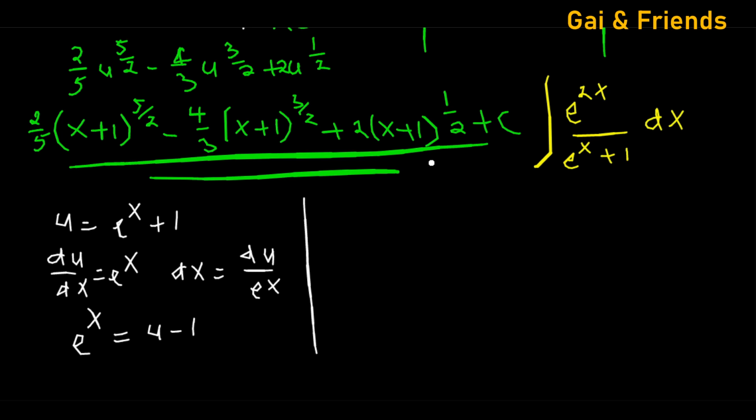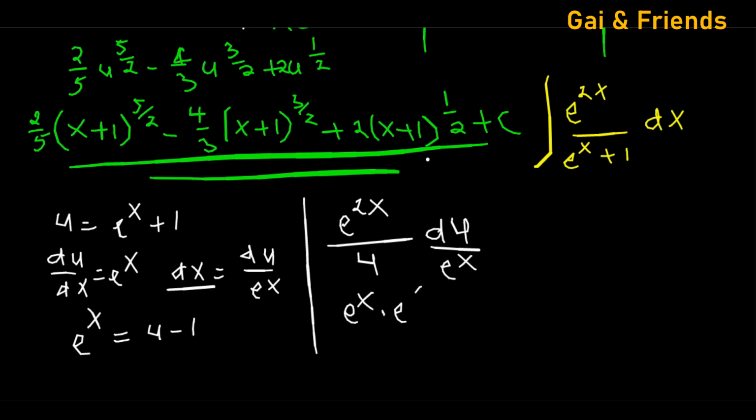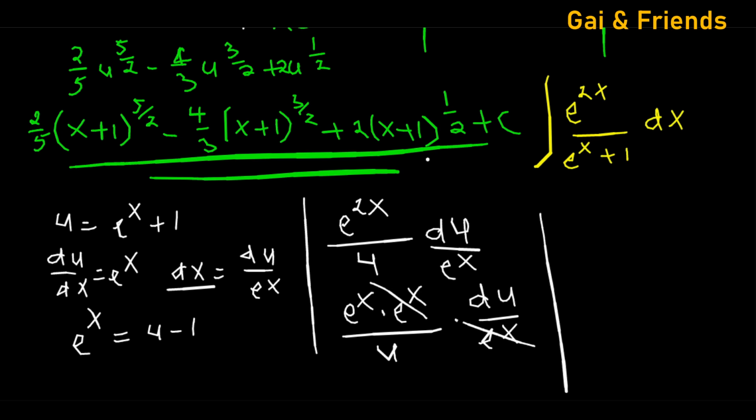So it's going to be e to the power of 2x outside u, because our u is e to the power of x plus 1, du, out of e to the power of x, because that is our dx here. So recognize that e to the power of 2x is the same as e to the power of x times e to the power of x. Outside, u times du out of e to the power of x. So e to the power of x will go with one e to the power of x here. And then we are going to remain with the e to the power of x out of u du.